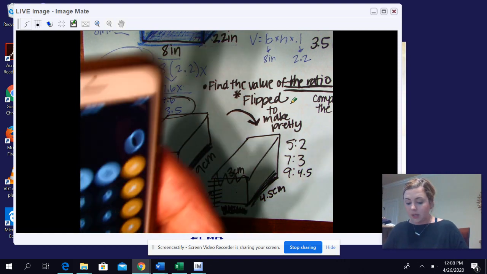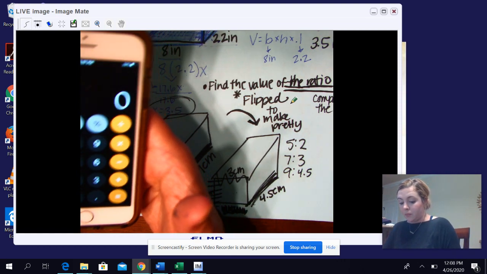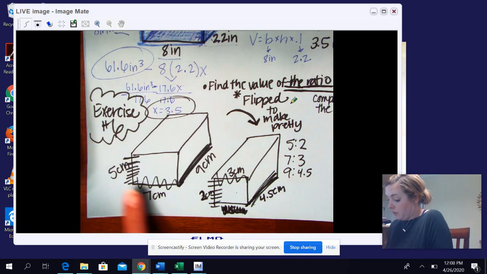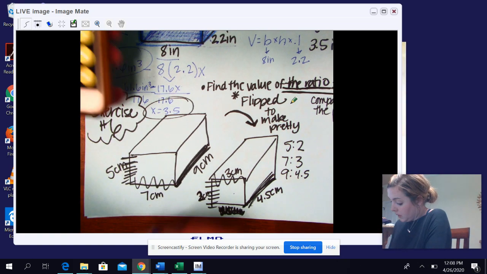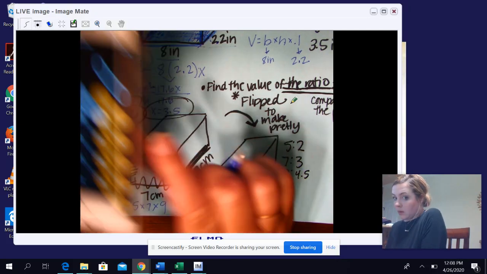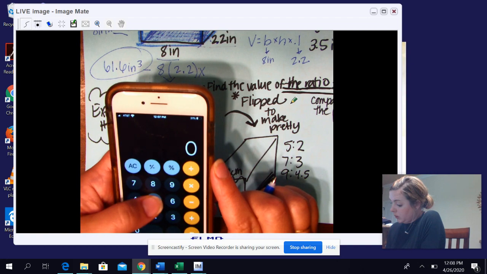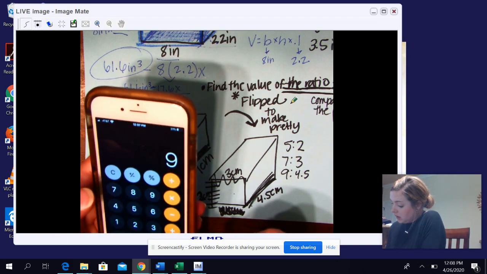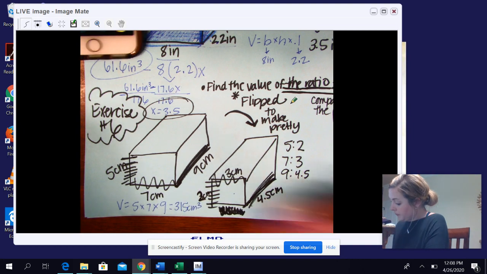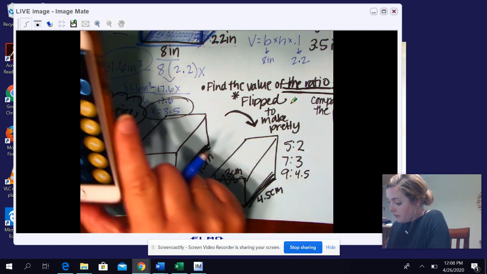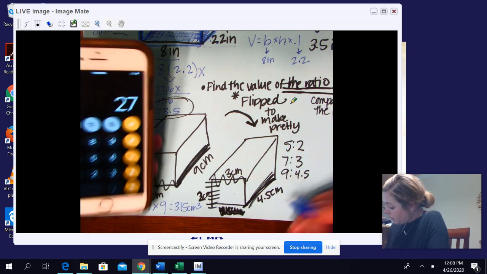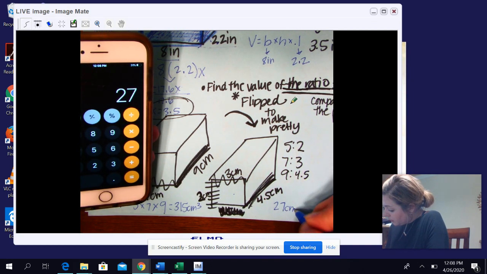ratio of comparison here. So I'm going to multiply for my volume right here. The volume would equal 5 times 7 times 9. And this would equal 315 centimeters cubed. And then my smaller one, I have 2 times 3 times 4.5, which would equal 27 centimeters cubed.